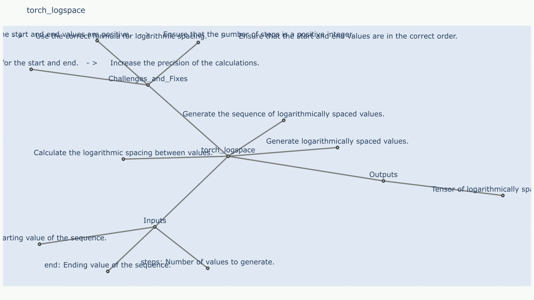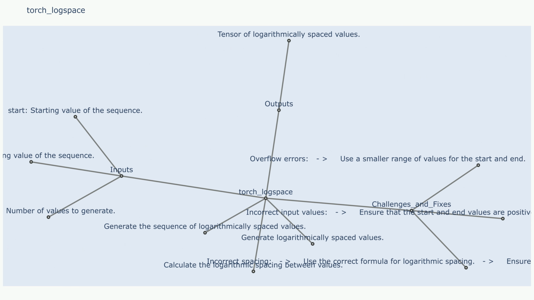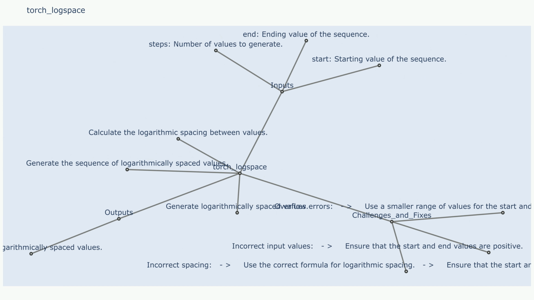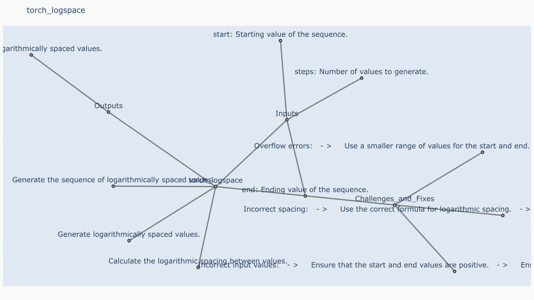Sample use case specifying a steps value that does not match the desired output size. Fixes: adjust the steps value to match the intended output size. Challenge 4: incorrect data type or device. Sample use case using a data type or device that is not supported by the function. Fixes: specify a supported data type and device using the dtype and device arguments.